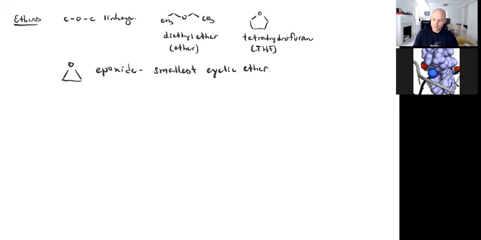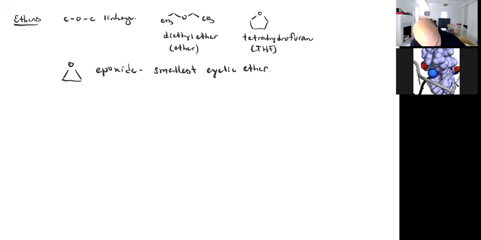The reason these are useful is that because of the strain in the three-membered ring, epoxides themselves aren't typically our target that we want to make, but they can get us to different places because they are strained and they undergo ring opening reactions quite readily. We'll spend a little bit of time talking about how you synthesize epoxides, and then that will basically be the end of the material for the course here.